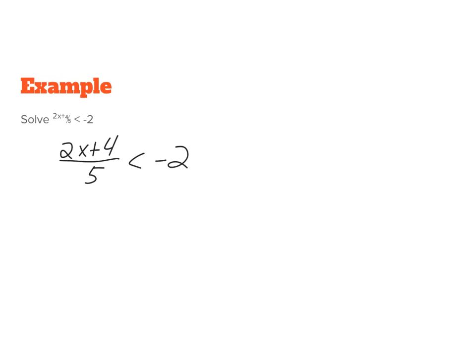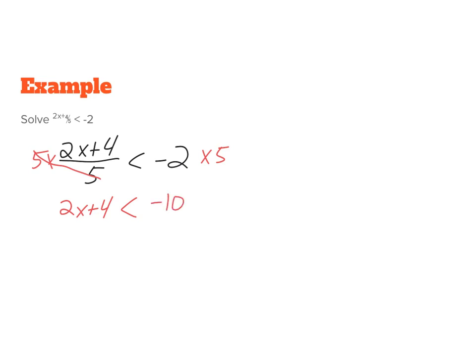Okay, so that's why I need to get rid of that 5 first. And since I'm dividing by 5, to get rid of it, I need to multiply by 5. And if I multiply the left by 5, then I need to multiply the right by 5 as well. The 5s are going to cancel out. On the left, I've got 2x plus 4. Still have a less than because I multiplied by a positive number. Negative 2 times 5 gives me a negative 10.